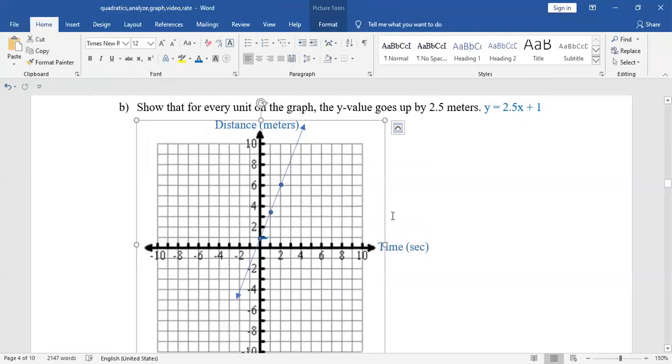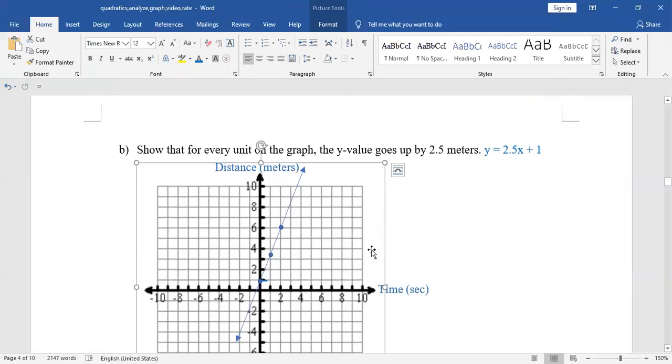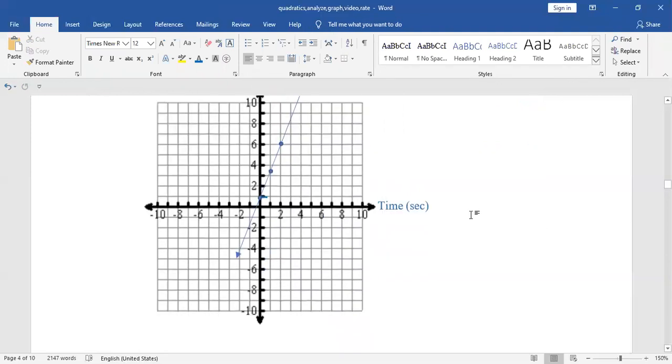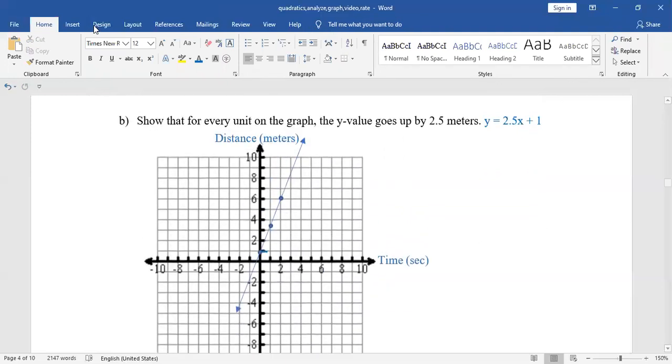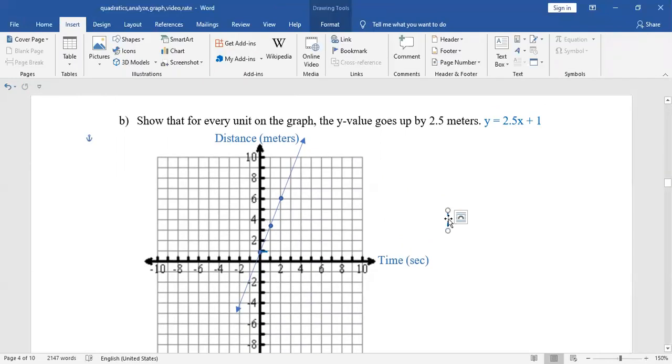And I'm gonna go see how much it goes up. So it goes up 1, 2, and then a little more, which ends up being 0.5. So 1, 2, it goes up 2.5. Oh, well, the y value stands for meters. So this shows that for every 1 second, this graph goes up by 2.5. I'm going to insert another and move it over here.